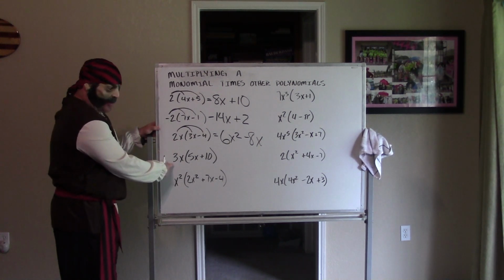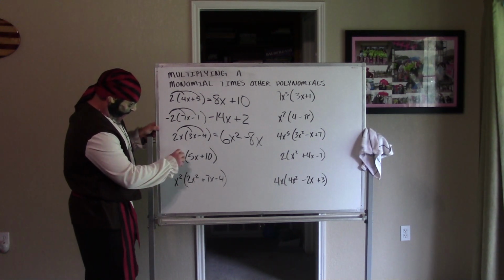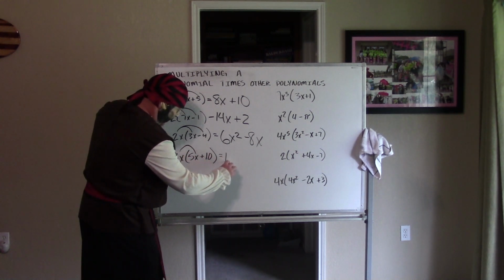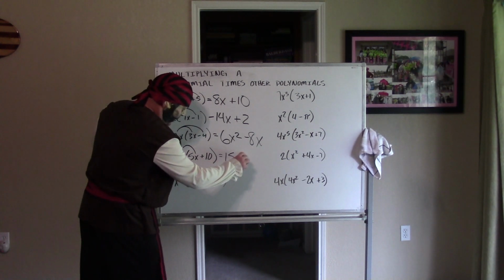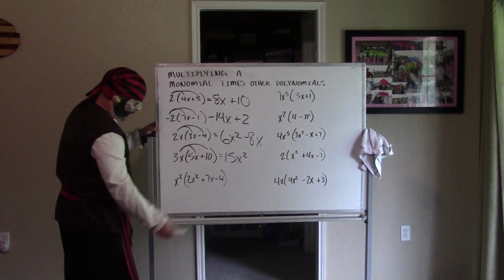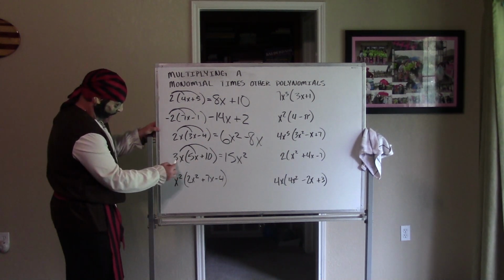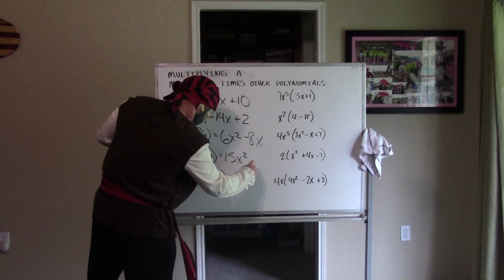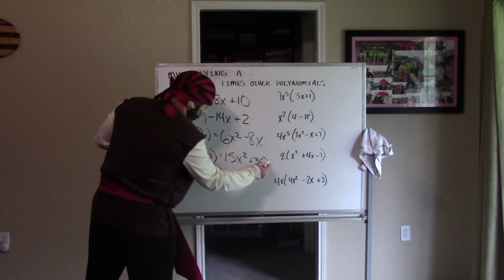Alright? Now I have 3x times 5x plus 10. So once again, 3x times 5x. 3 times 5 is 15. And x times x is x squared. Okay? Then I do 3x times the 10. My whole numbers are 3 and 10. So 3 times 10 is 30. And I've got to write down the x again.